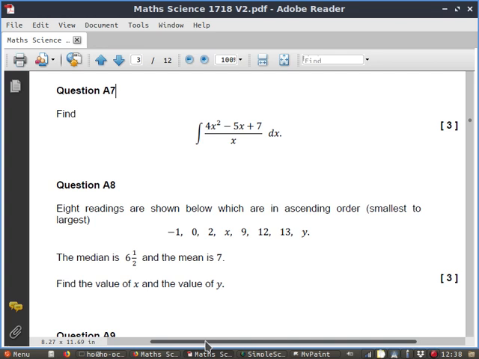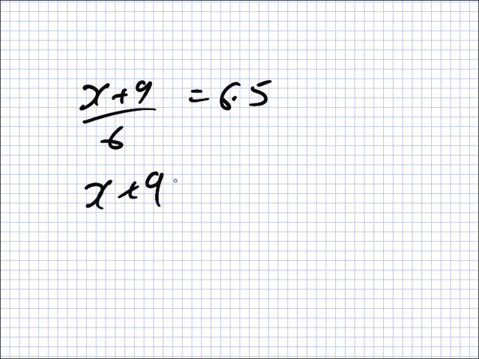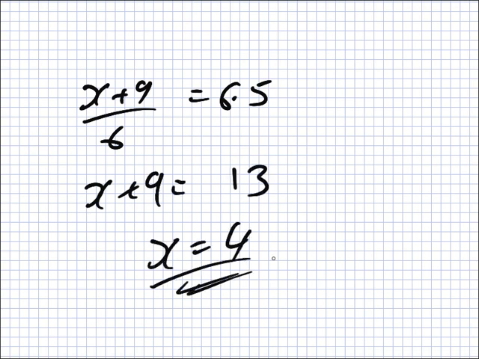Let's have a look. Because you have 8 numbers, where's the median? x plus... x plus 9. And x plus 9 over 2 should be 6.5. Which means x plus 9 should be 13. Which means x is 4 then.